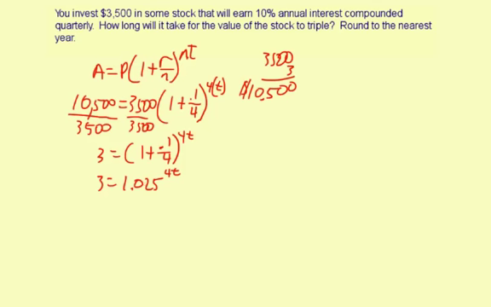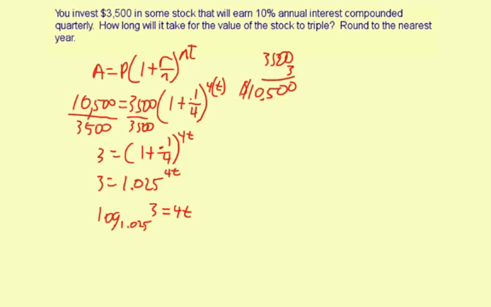Now we need to solve for this t, and I'm going to write this in logarithm form to do that. Now the base of a logarithm is the base of the exponential. So 1.025 is going to be the base of the log, so it's going to be log base 1.025, and then the 3 is going to go here, and then equals 4t. So now this is written in log form. Log base 1.025 of 3 equals 4 times t.